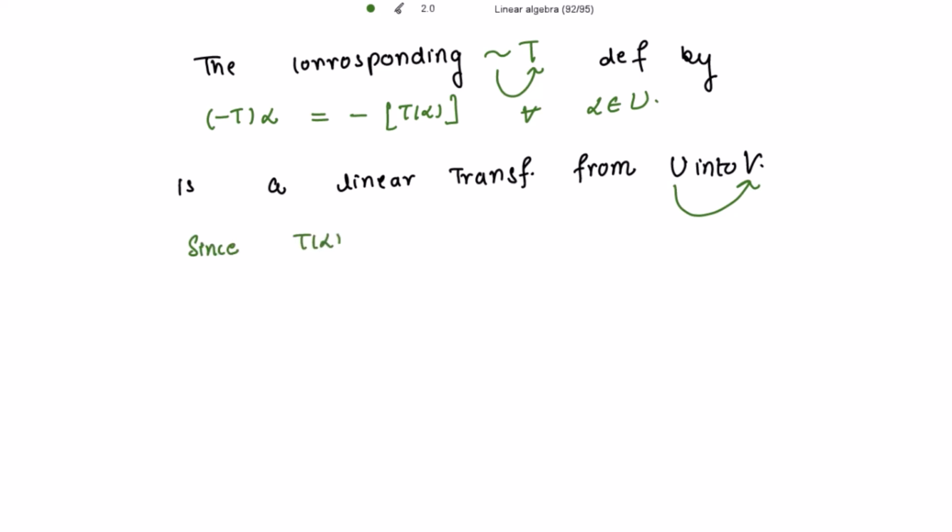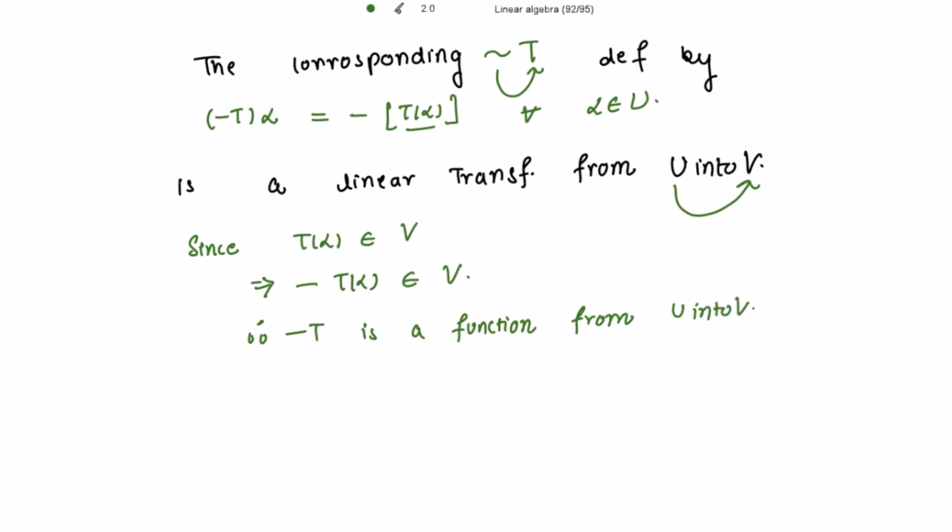Now since T(alpha) belongs to V, then we can also write that minus T(alpha) also belongs to V. So therefore we can say that minus T is a function from U into V. Easy? Clear? Alright. So to show that this is also a linear transformation, let's take two elements from U and two scalars from the field F.